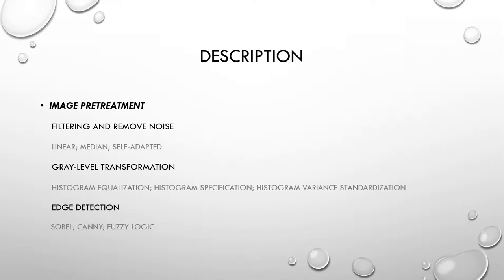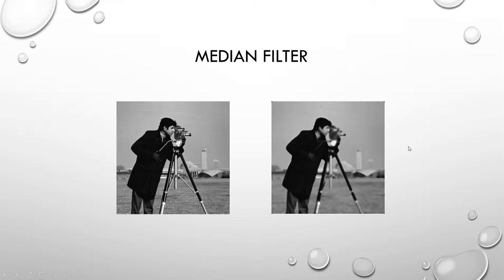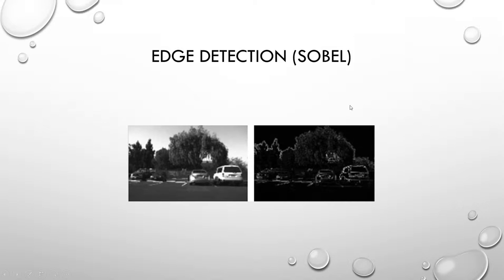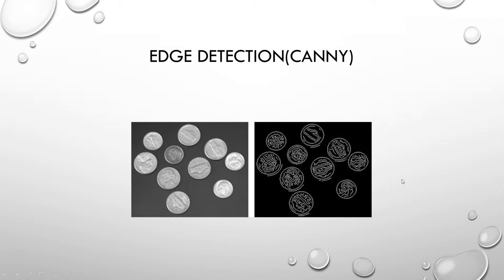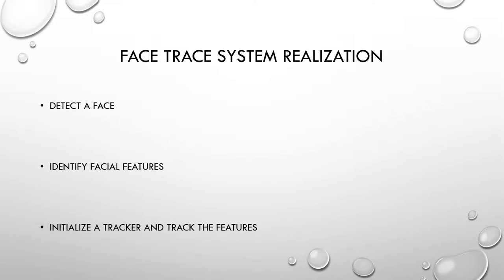Let's see their effect. The first one is the linear filter. This is the original picture, and this is the picture that has been filtered. This is the median filter. We can see the difference. And now let's see some pictures about edge detection. This is the Sobel method, the Canny method, and the fuzzy logic method.